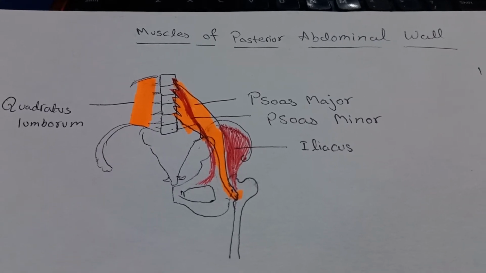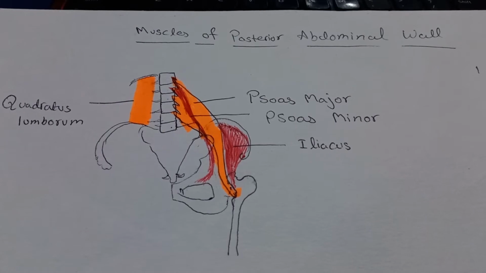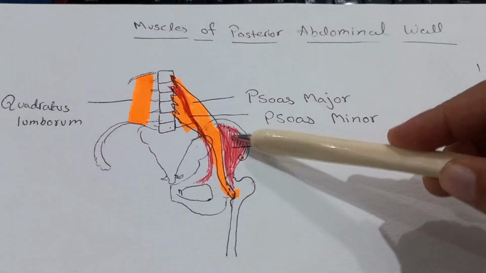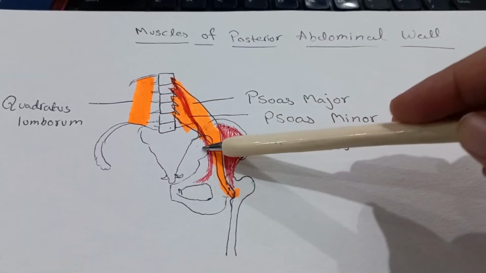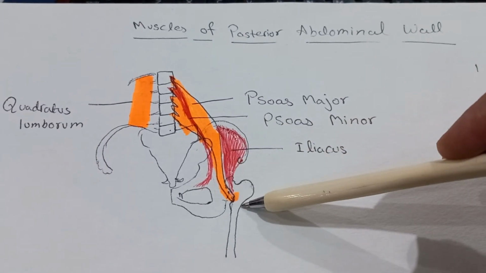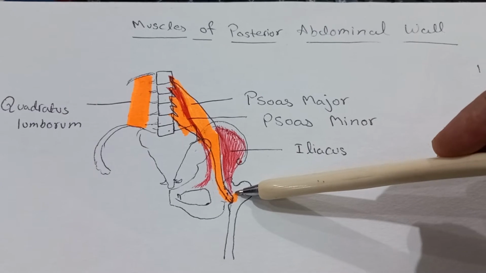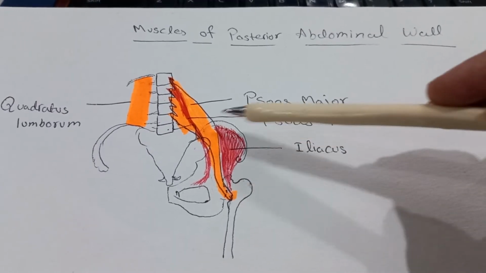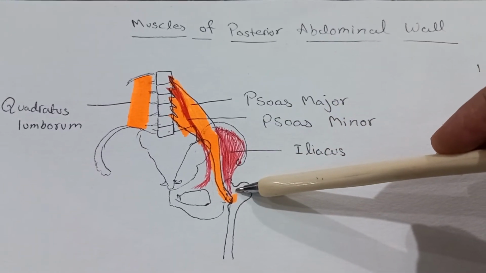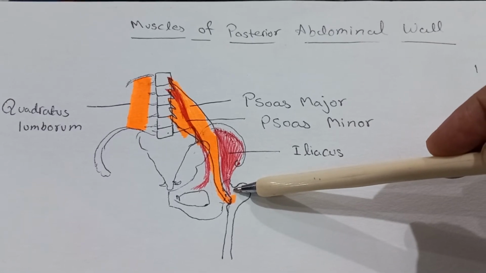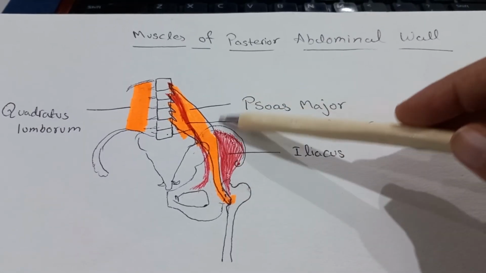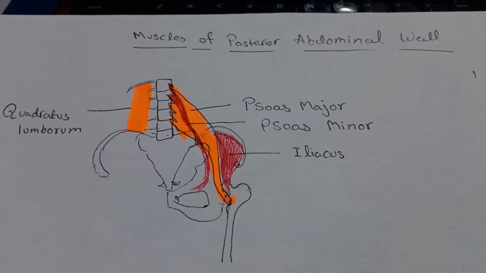Now let us discuss about the actions of psoas major muscle. With iliacus, psoas major muscle is a powerful flexor of the hip joint. It also maintains the stability of the hip, and if one side muscle acts, it brings about the lateral flexion of the trunk on that side. And also psoas major muscle is a weak medial rotator of the hip.